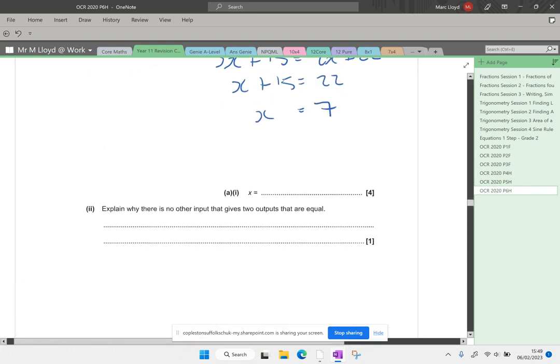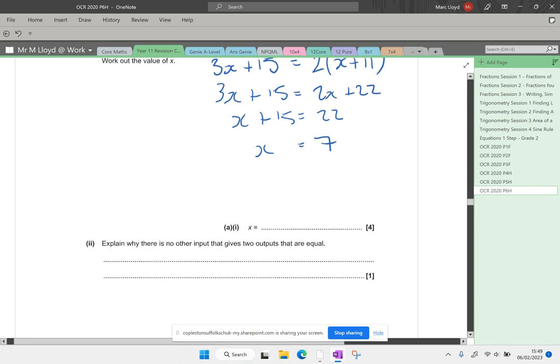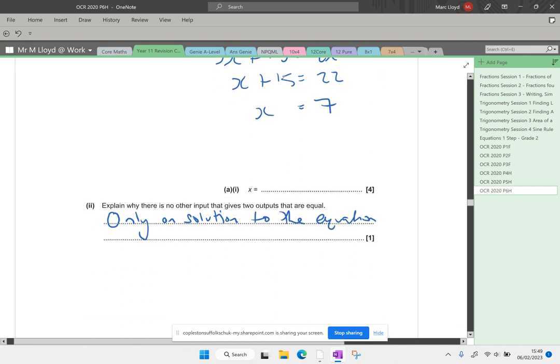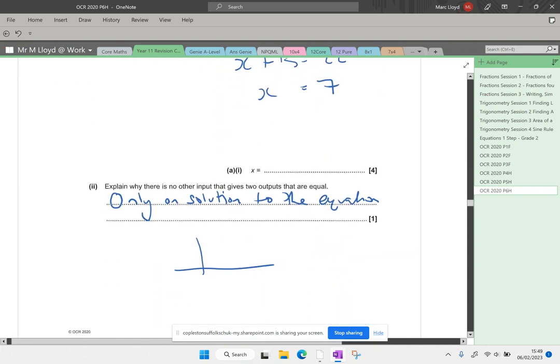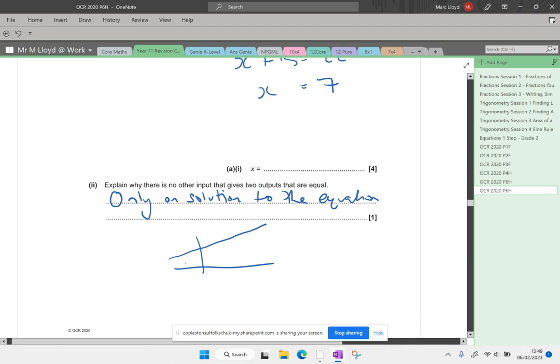Explain why there is no other input that gives two outputs that are equal. Let me think about that one. I suppose it's because there's only one solution to the equation. And if we were to graph it, I kind of want to sketch this one properly. Oh my word, they'd be quite high up the axes, but you'd have one like that. You'd have one like that, and then that would be 7. And then they'd never meet again.